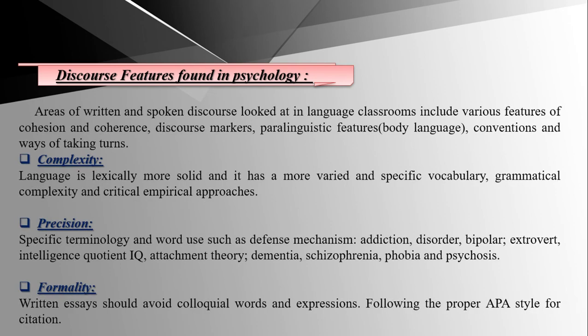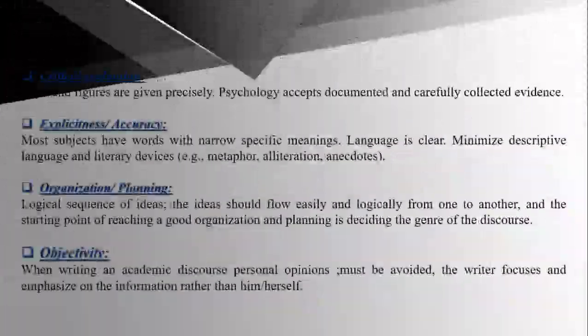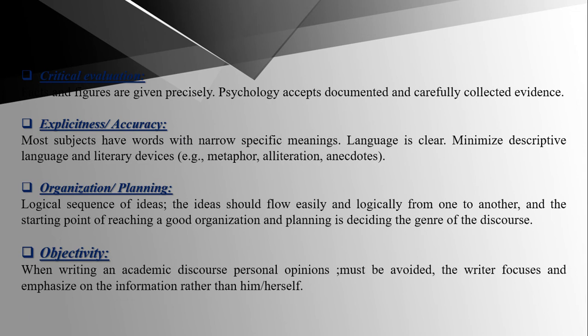And for the second title, we have discourse features found and used in psychology. Areas of written and spoken discourse looked at in language classrooms include various features of cohesion and coherence, discourse markers, paralinguistic features, body language, conventions, and ways of taking turns. We have complexity, precision, formality, critical evaluation, explicitness, accuracy, organization, and planning. And for last, we have objectivity.